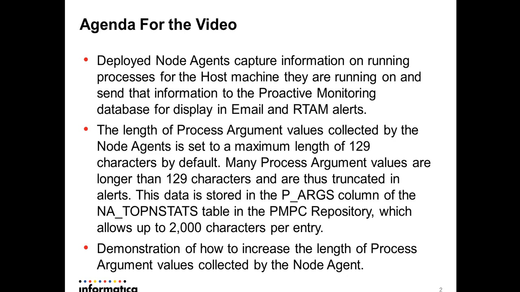CPU and memory statistics. Part of these statistics is the process argument values, and once you make this change to any or all of the deployed node agents, you'll see longer process argument values for these new alerts moving forward. So I'll demonstrate how we do that very quickly here.